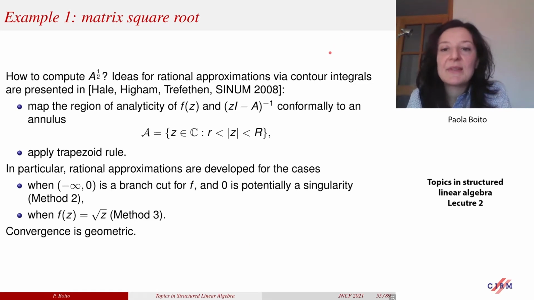Okay, so how do we compute this rational approximation for the square root of A? Well, there are many ways of doing this. There's a very interesting paper, very famous in the rational approximation field by Hale, Higham, and Trefethen. This is known as the Three Nick paper because the three authors are all called Nick. This paper proposes several methods for the rational approximation of certain functions of matrices, like the square root or the logarithm. It's concerned in particular with multi-valued functions. And the main idea is to take the region of analyticity of a function and map it conformally to an annulus, and then apply a quadrature rule on the contour of the annulus.